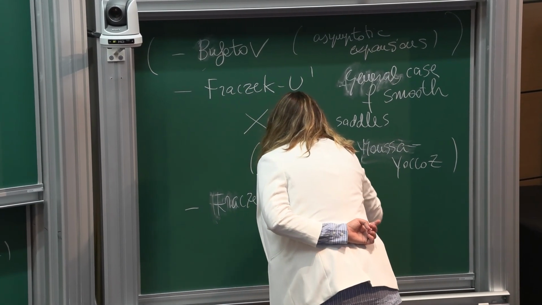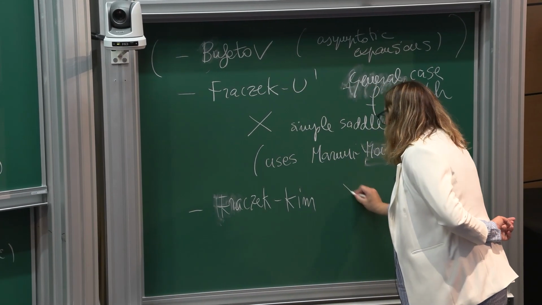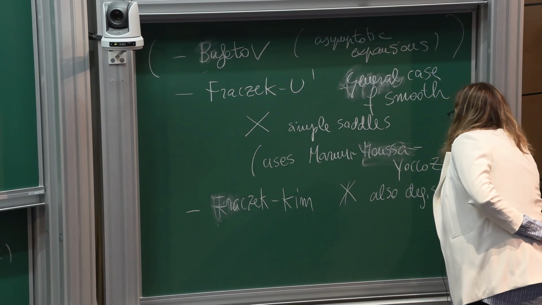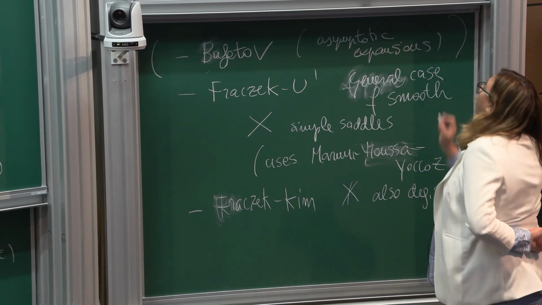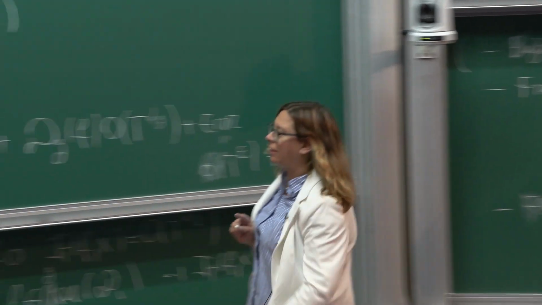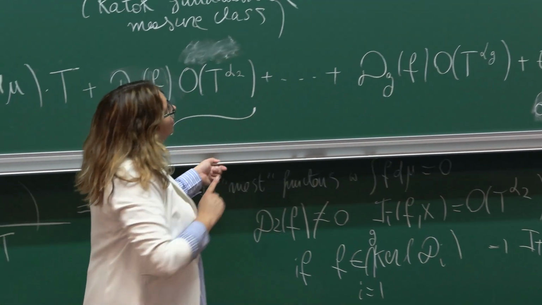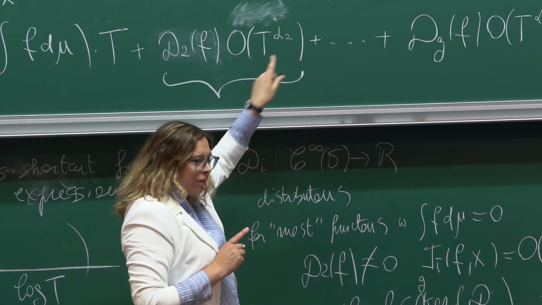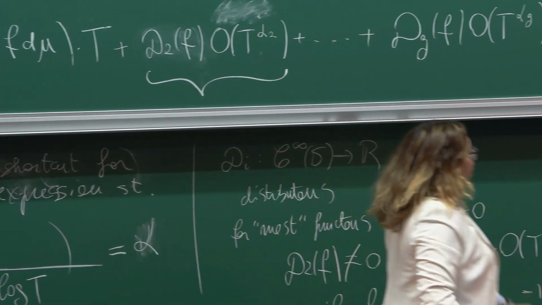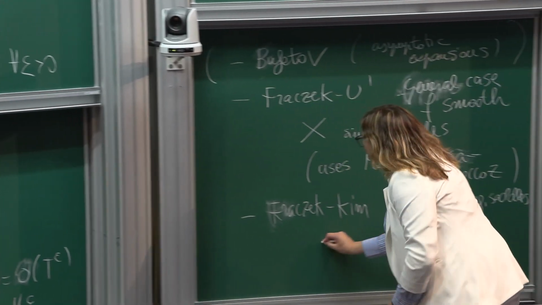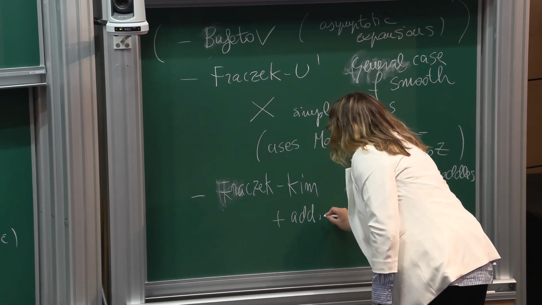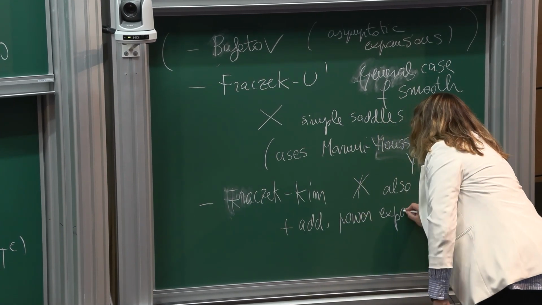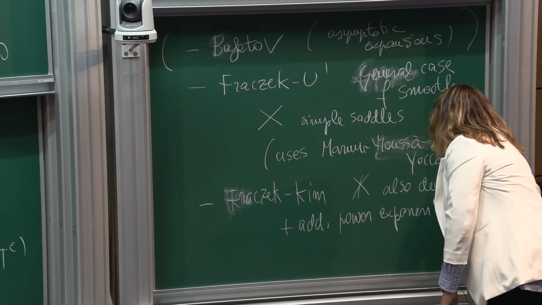Franczek and Kim have done this case for degenerate saddles as well. When you consider degenerate saddles and a function which is not zero on the degenerate saddle, this result is actually not correct. You need to add extra polynomial terms. So there are not only these G powers, but it's quite interesting that there are additional power exponents which depend on the saddle only and not on the function exponents. Okay.